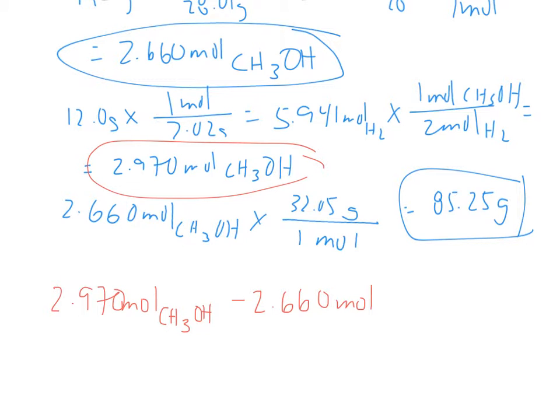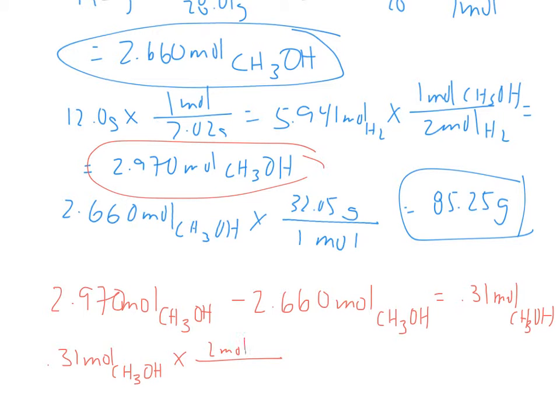So what I did actually make was 2.66 moles of CH3OH because I was limited to that by the CO. So if I subtract these two, I'm going to come up with 0.31 moles of CH3OH that I didn't make. I had enough hydrogen to make it, but not enough carbon monoxide. So then that means this 0.31 moles of CH3OH could tell me how many moles of hydrogen I had left unconsumed, because there's 2 moles of hydrogen for every 1 mole of methanol. So then this is really 0.62 moles of hydrogen that didn't get used.